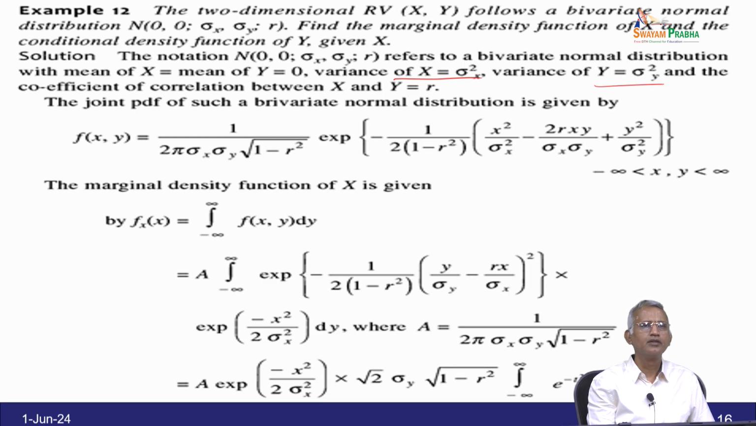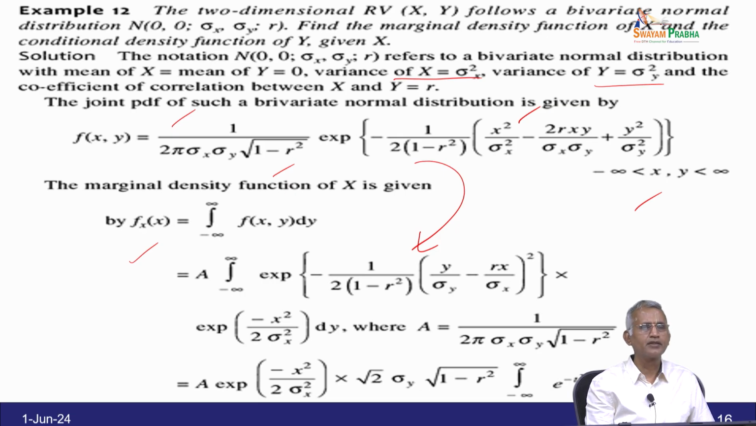Now, the joint PDF of the bivariate normal distribution is f of x comma y equals 1 by 2 pi into sigma x sigma y into root of 1 minus r square, of exponential minus 1 by 2 into 1 minus r square into x square by sigma x square minus 2 r x y by sigma x sigma y plus y square by sigma y square, where x comma y lies between minus infinity and plus infinity. Now, we have the marginal density function f x of x equals integral from minus infinity to plus infinity of f of x comma y dy.